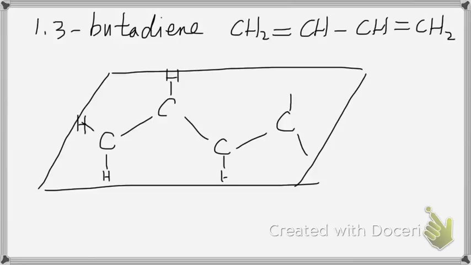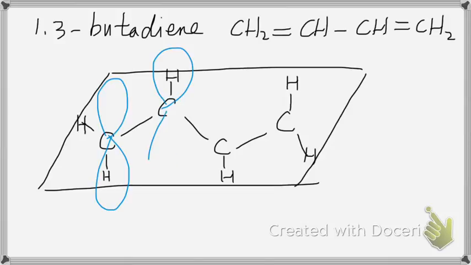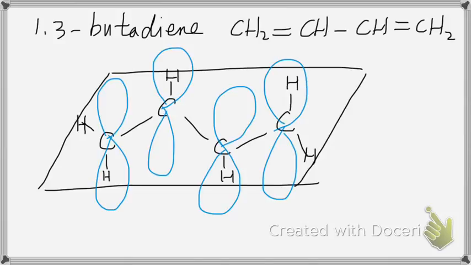1,3-butadiene has 4 carbons with 2 double bonds. All the carbons are sp2 hybridized, so all the carbons and the hydrogens are in the same plane. And similar to the previous case, each of the carbons will have a p orbital left that is perpendicular to the plane. And each of the p orbitals will have 1 electron.